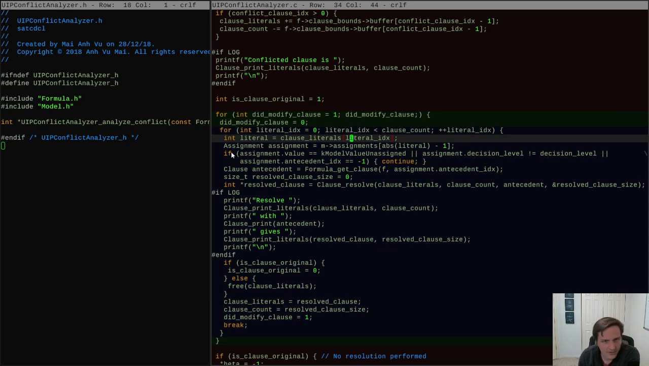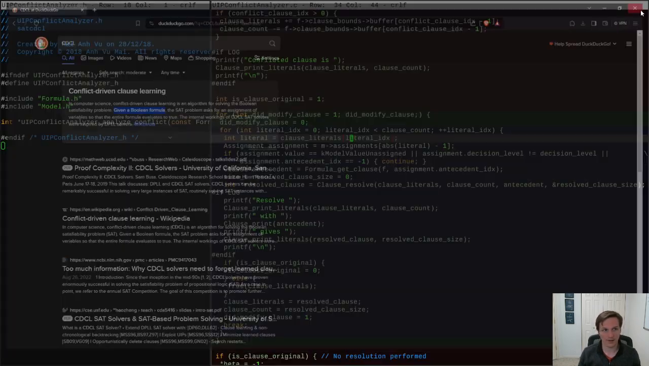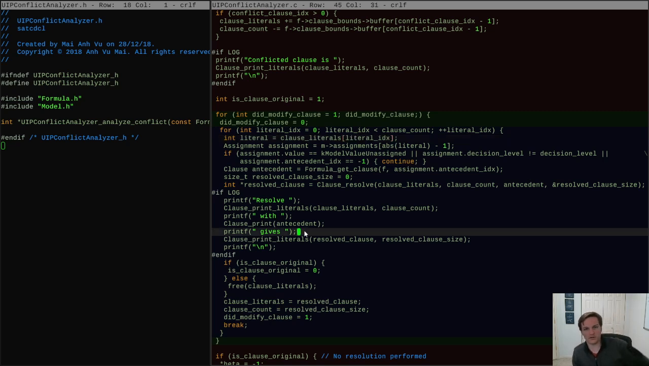By the way, what does CDCL stand for? I should look that up. Conflict-driven clause learning. Conflict-driven clause learning is an algorithm for solving the Boolean satisfiability problem. Okay, so CDCL is the name of the algorithm that is implementing this solver. And this is the conflict-driven clause learning algorithm. Okay, that's the part we're learning now. We're learning about how it uses a conflict to learn a new clause.